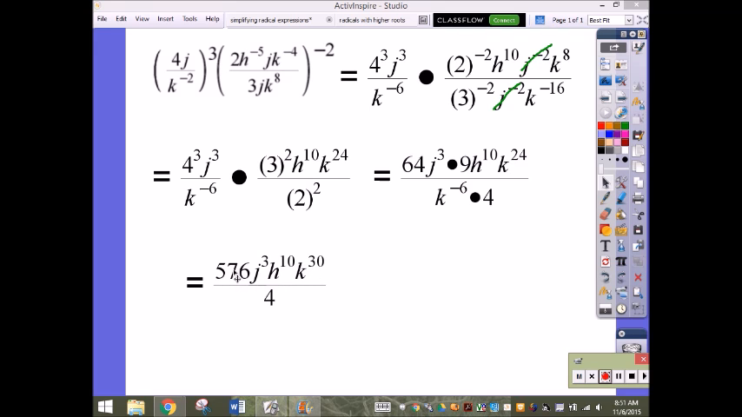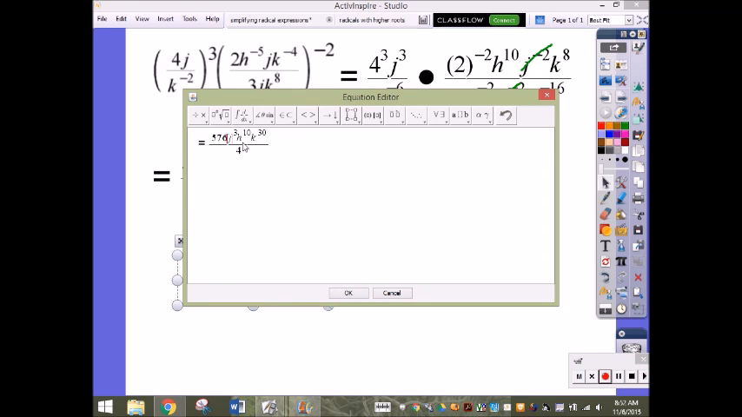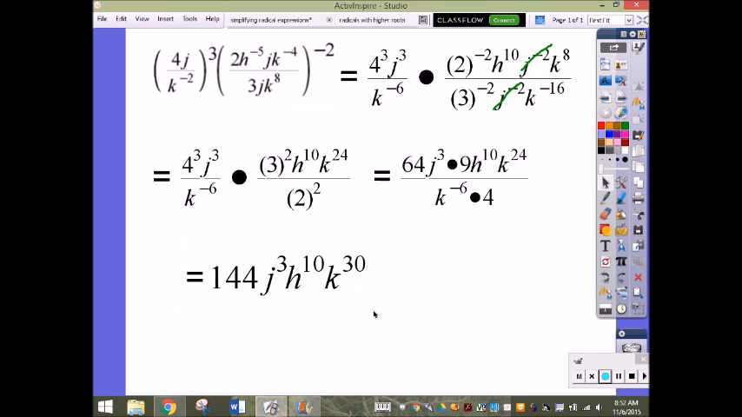And then the last thing I need to do is make sure that this 576 over 4 is in its reduced form. So if I divide 576 by 4, I get a whole number, 144. So all of this actually just reduces to 144. So that means I can get rid of the denominator and just have this numerator as my final answer. So my final simplified answer will be 144 times j cubed times h to the 10th times k to the 30th.